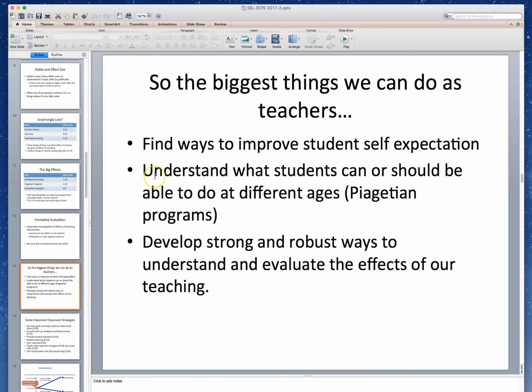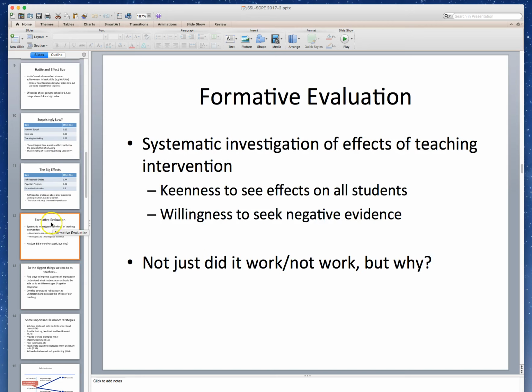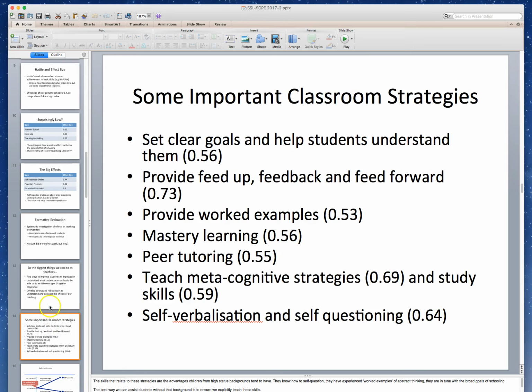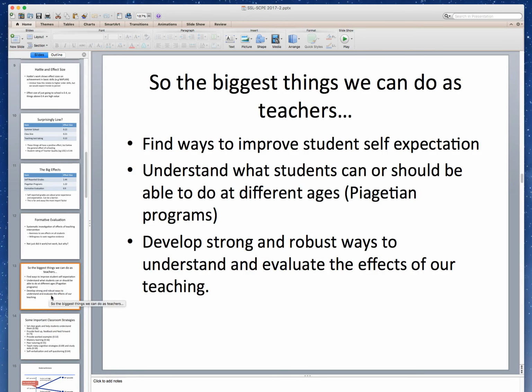So what it means though for us as teachers is that we can help students improve their self-expectations. We can understand what students can do or should be doing at different ages of their developmental spectrum. And we can develop strong and robust ways to evaluate and understand our teaching with students. Why am I telling you that in this particular unit?